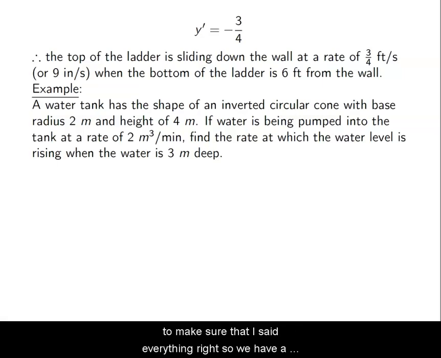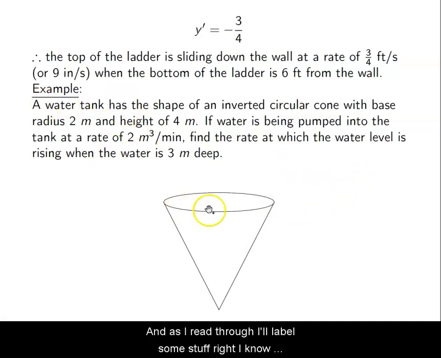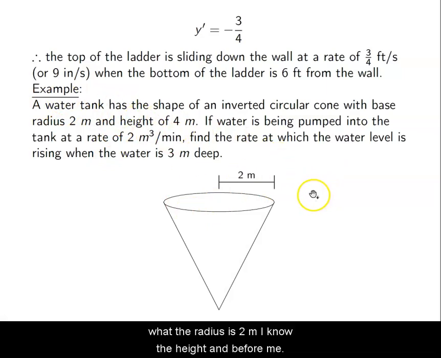So we have a water tank. Its base is face up. The radius is 2 meters. The height of the cone is 4 meters. So I can start to draw a picture, right? I know it looks like that. And as I read through, I'll label some stuff, right? I know what the radius is, it's 2 meters. I know the height, it's going to be 4 meters.